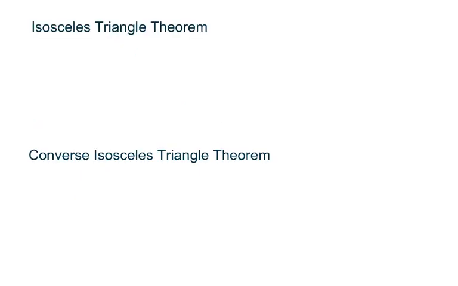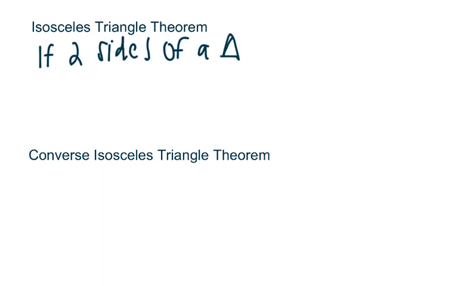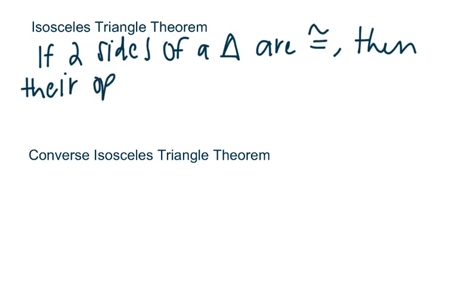Some more properties of triangles that we need to know is something called the Isosceles Triangle Theorem. What the Isosceles Triangle Theorem says is if two sides of a triangle are congruent, then their opposite angles are congruent as well.